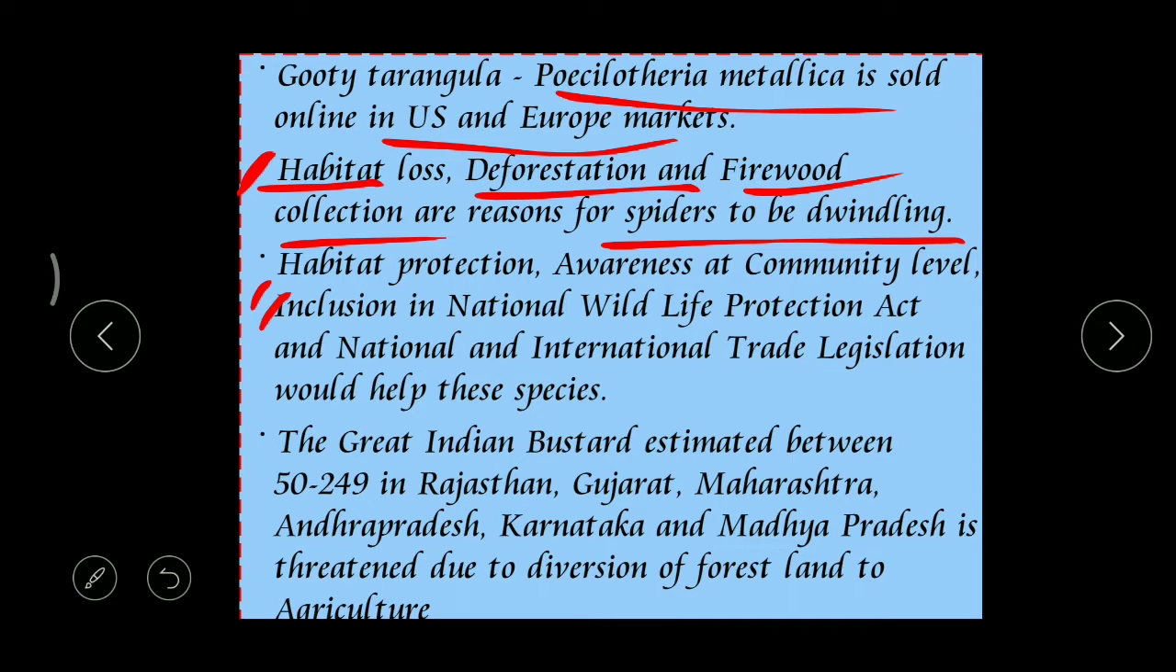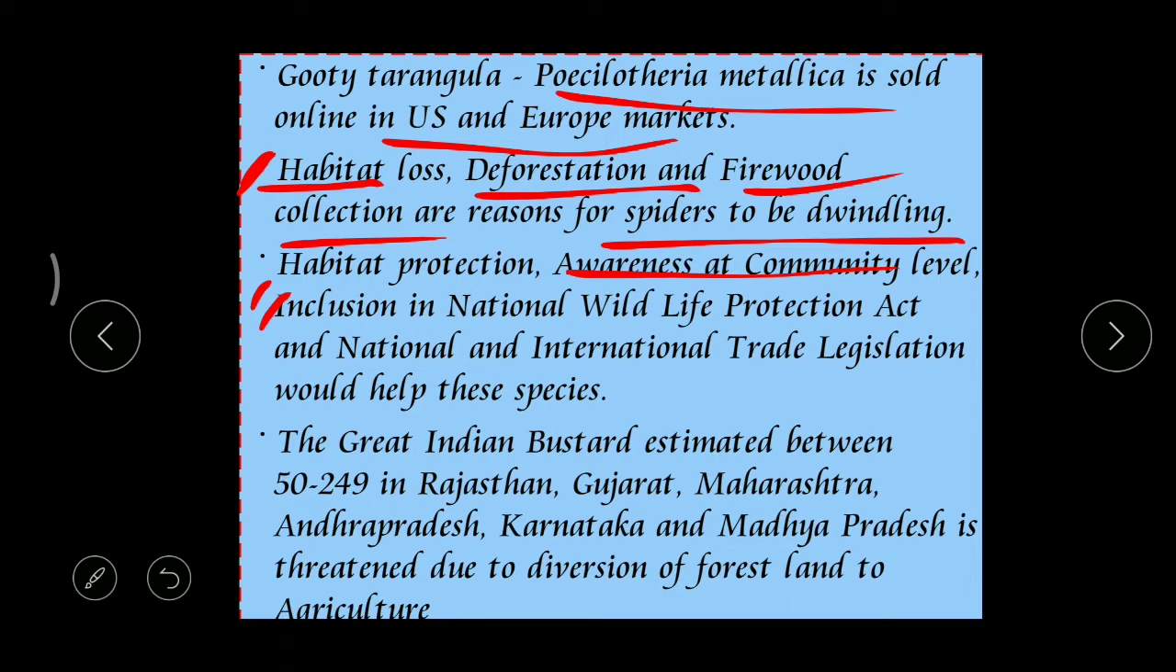And then what's the next one? Awareness at the community level. We must bring awareness in the public. Wherever this species is living, we must bring awareness in the public that its number is decreasing and we must protect it, and that it is not good. In this way we must bring awareness. When the public comes to know the fact, then automatically we can control this disaster.